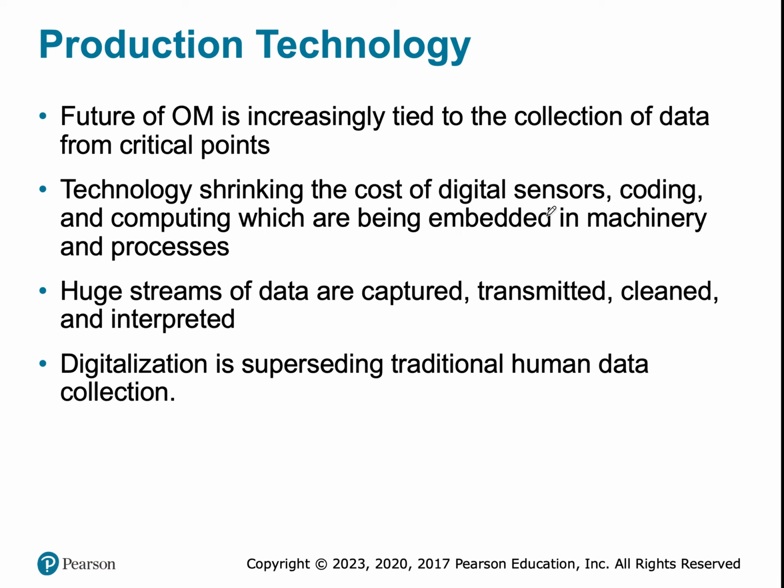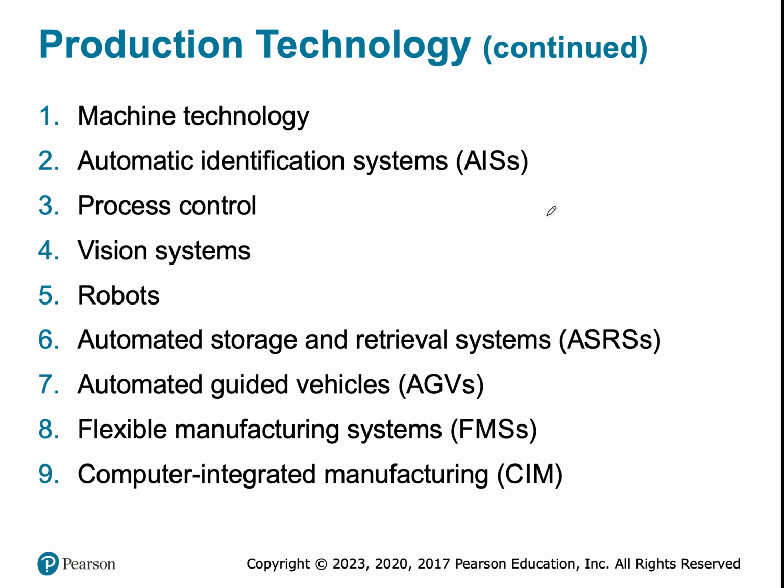Now, huge streams of data are captured and transmitted, cleaned, and interpreted by the production technology of nowadays. Digitization is superseding traditional human data collection and human data production. So all of these are being replaced by machine productions, right? By robots. You can simply say by robots. So here are the production technologies.